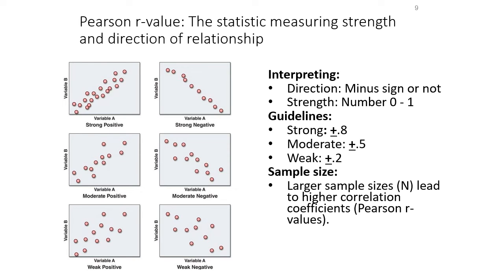Sample size makes a difference. Larger sample sizes lead to higher correlation coefficients. And in fact, you wouldn't be encouraged to run a correlation with numbers less than 30.